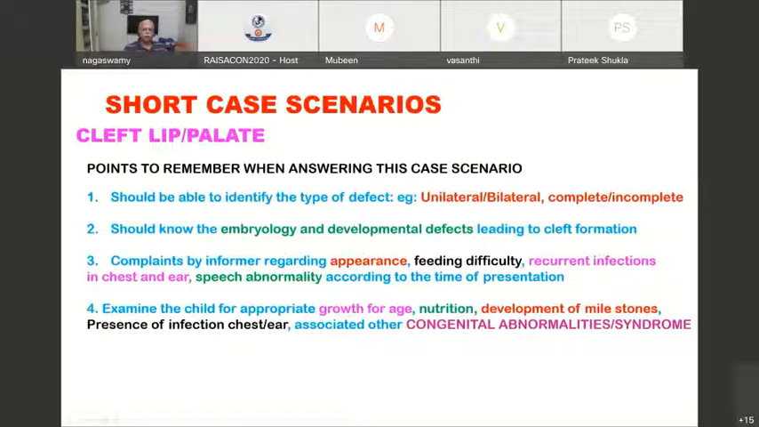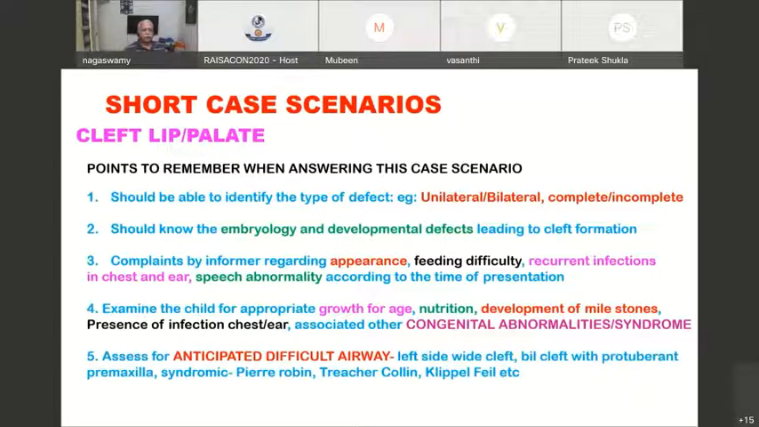But when they come with a syndrome associated with that, they always have problem of airway, and that will be a more challenging thing. You have to anticipate difficult airway in all these cases, especially if they have a cleft which is quite wide, or if they have a bilateral cleft with a protuberant premaxilla, or if they are associated with syndromes like Pierre Robin, Treacher Collins, or Klippel-Feil, etc. So anticipated difficult pediatric airway is the dictum of cleft lip and palate.